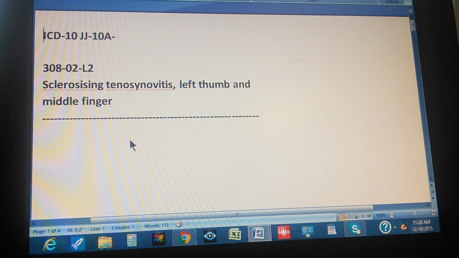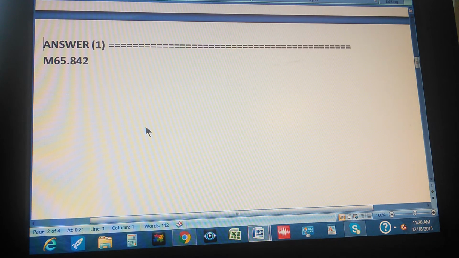Okay, it's a sclerosing tenosynovitis, right? And it's the left thumb and middle finger. We're going to give you 3 seconds to pause the video and then give us the ICD-10 code for this condition. 1, 2, 3. Okay, the answer is M65.842.